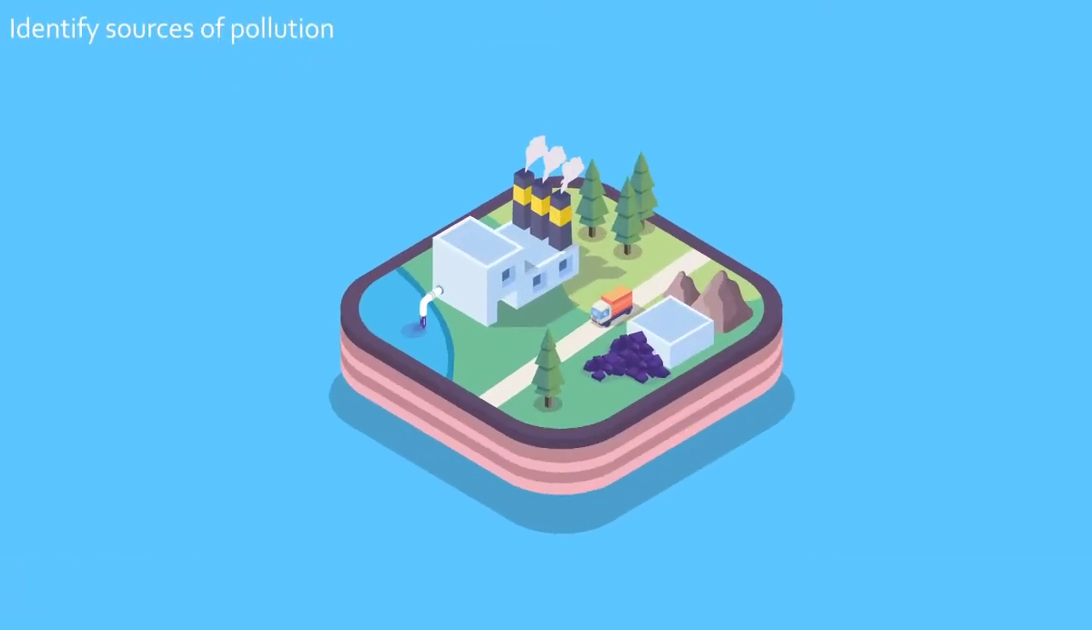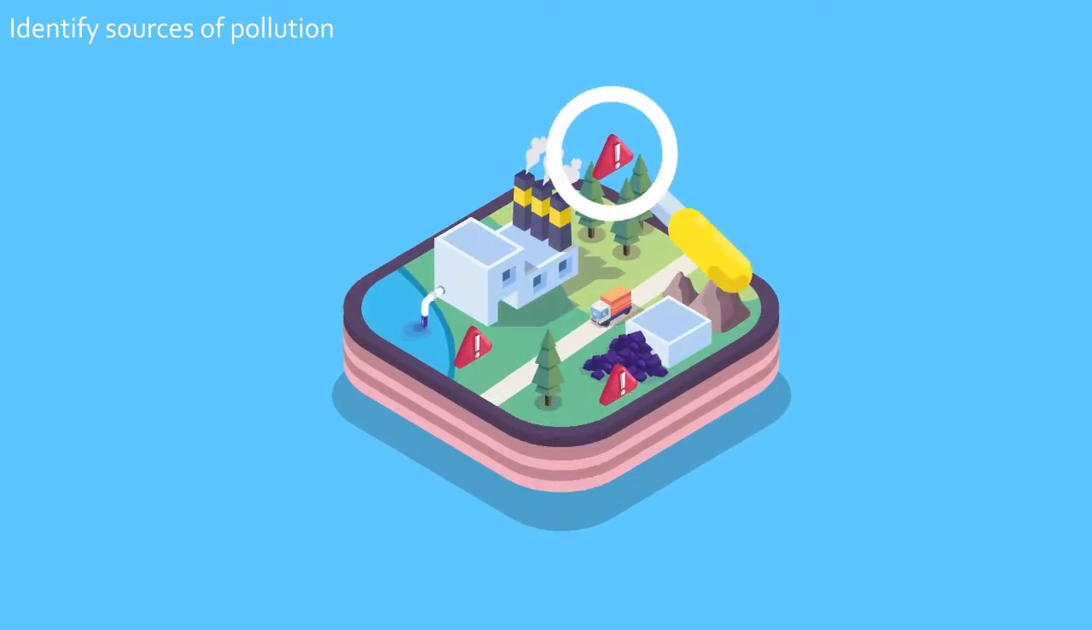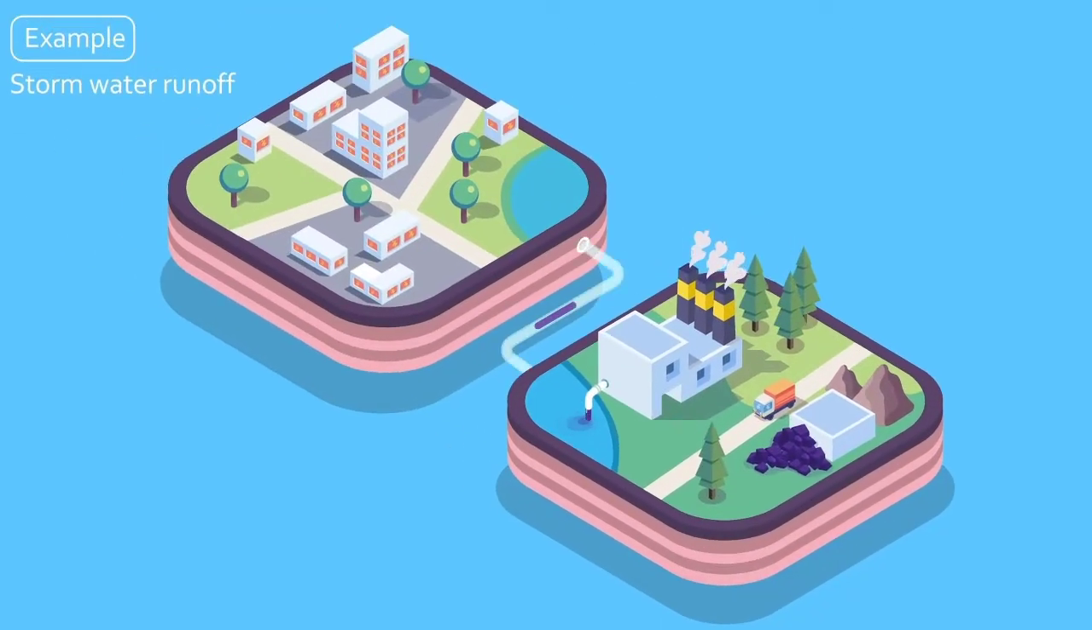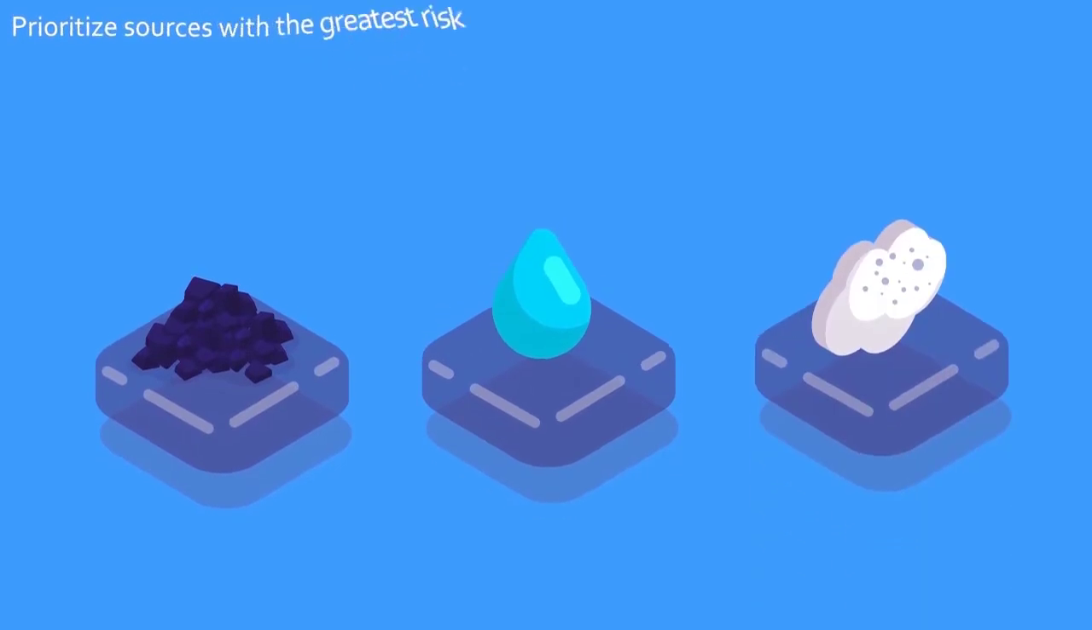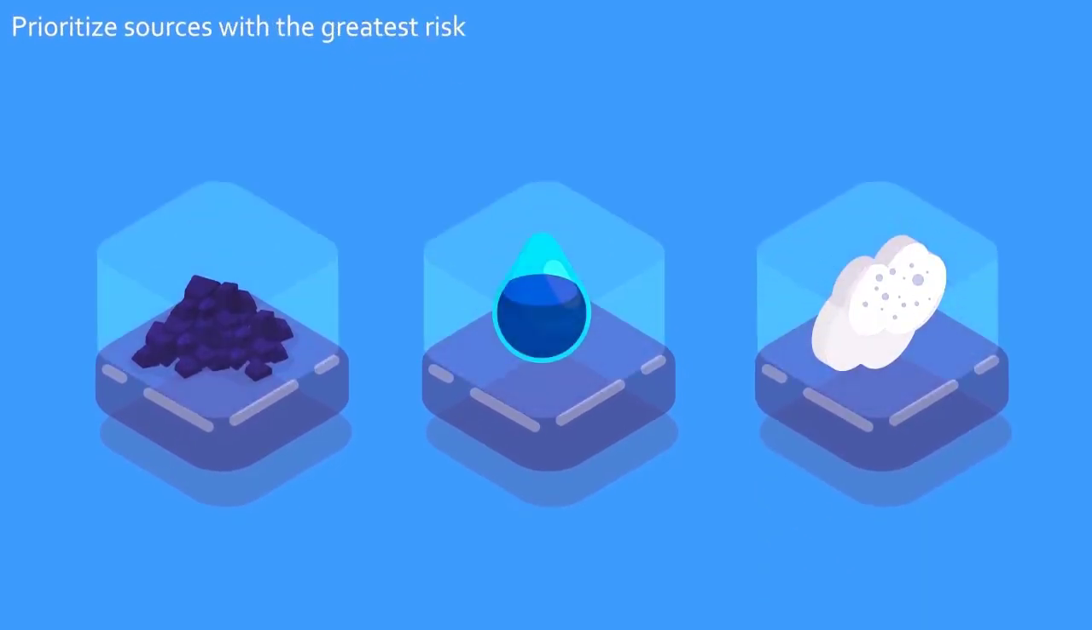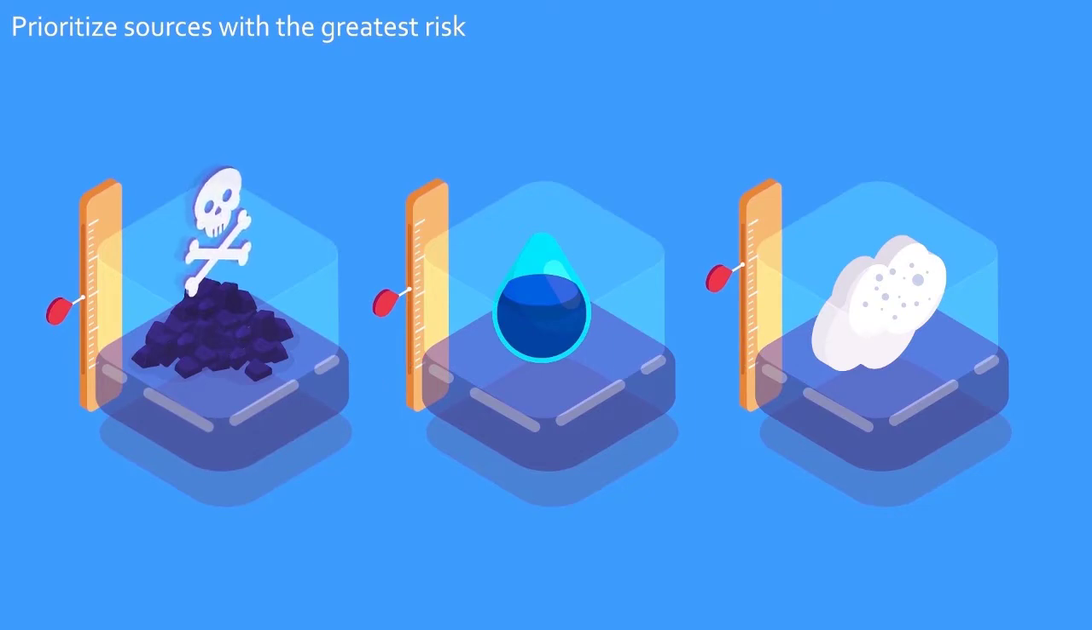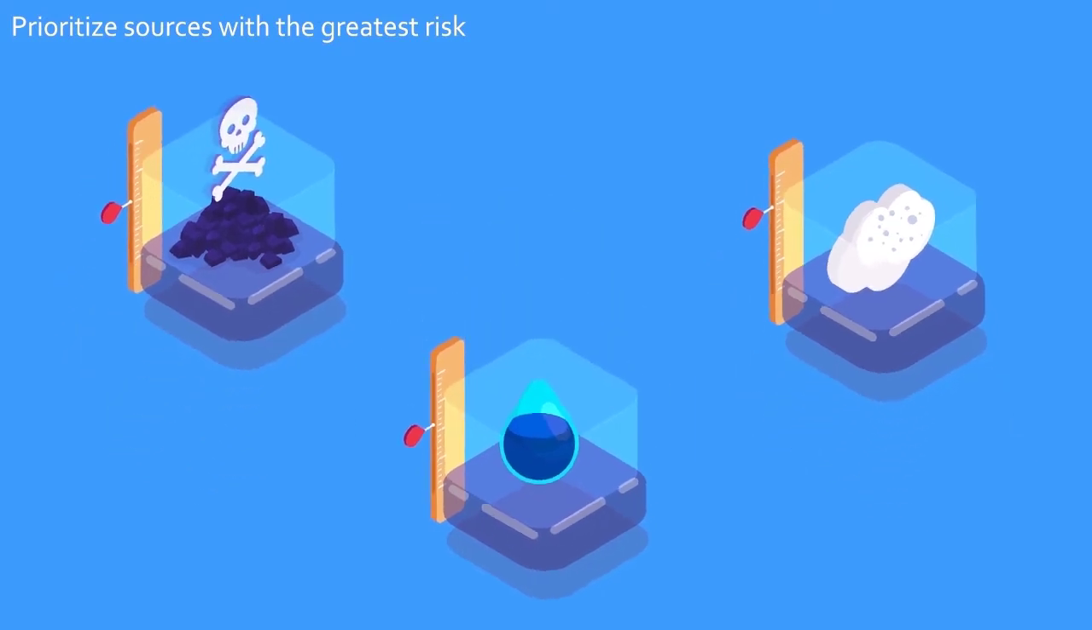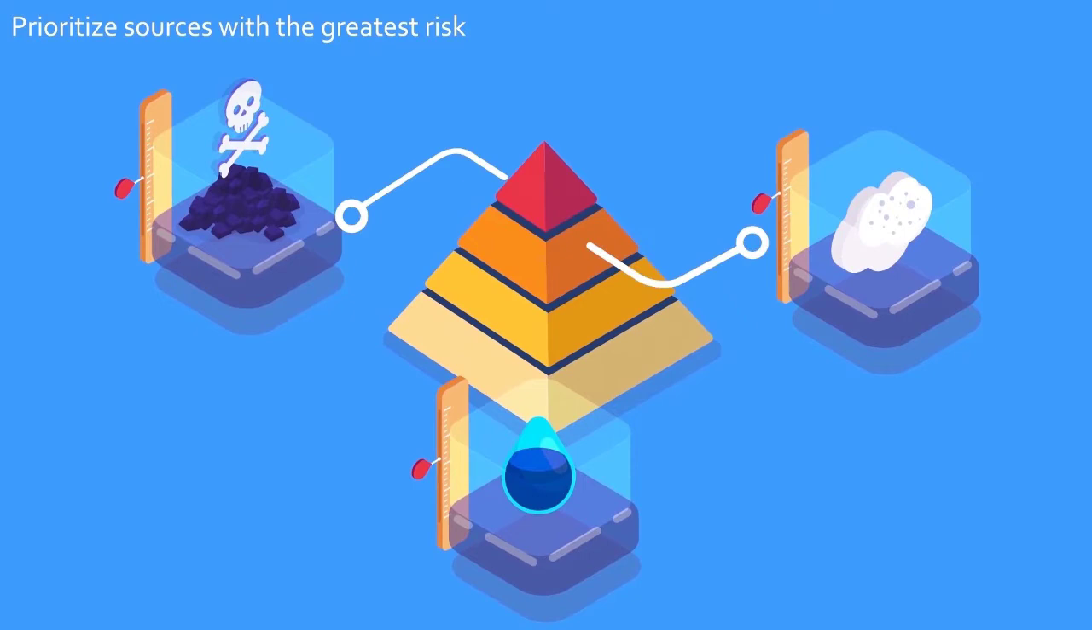Identify all the sources of pollution in your operations. For example, stormwater runoff can carry sediment from your site into nearby soil and water bodies, polluting them. It's far easier to prevent runoff than to capture it and treat the water. Evaluate which sources produce the most pollution and which are the most likely to cause harm, such as hazardous substances. These create the greatest risk, so make them top priority.